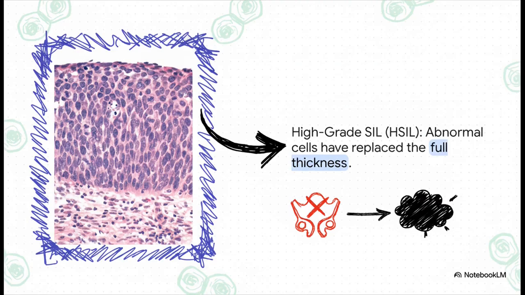And here we have the most advanced stage of HSIL. The abnormal cells have now replaced the full thickness of that surface layer. At this point, if you leave it untreated, the risk of this progressing to a real invasive cancer is much, much higher. This is the stage we absolutely want to find and treat.